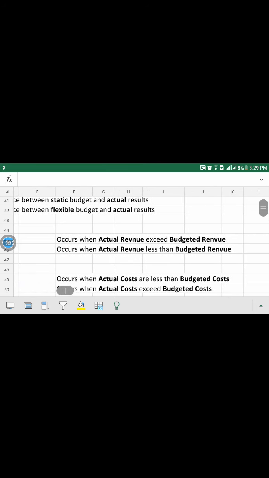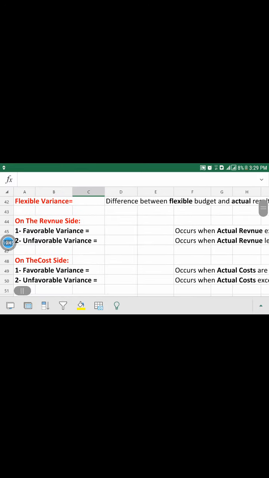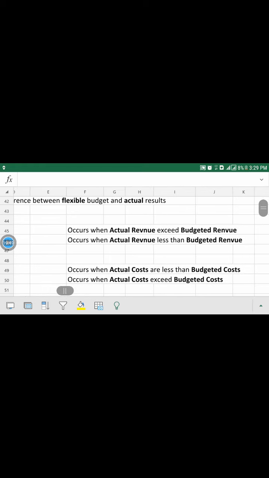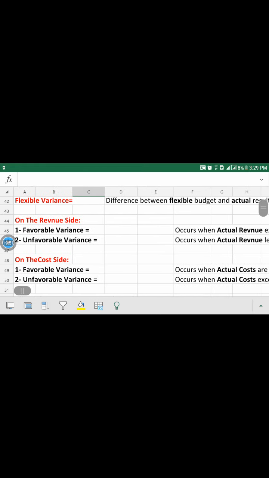So here is another thing that we are talking about: the purpose. What is the purpose of the variance? What would be the purpose? Definitely, the purpose is why you are doing the variance. It means the question is why we are preparing the variance.